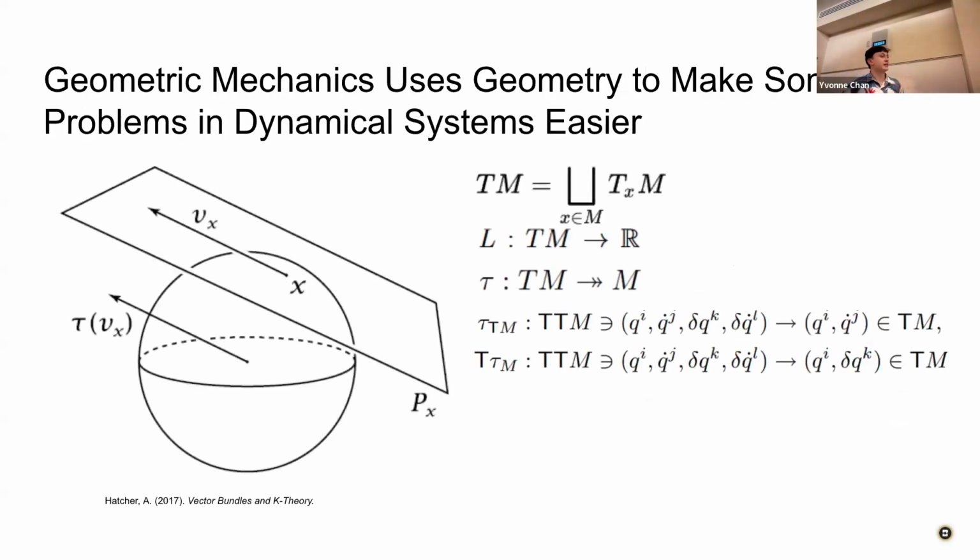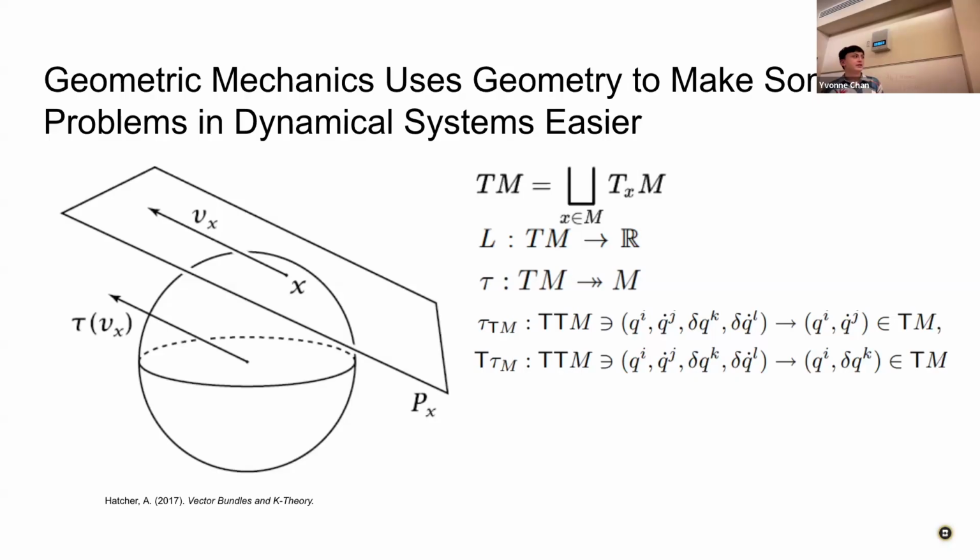Geometric mechanics is a field of applied mathematics that uses tools from modern geometry to help make some problems in dynamical systems easier. So the way that it does this is by representing the space of possible configurations of a system as a generalized type of space called a manifold. So that's my sphere here. That could be the point of a person on the Earth or something like that.